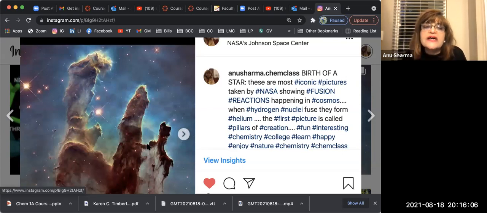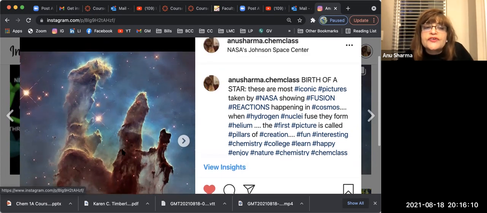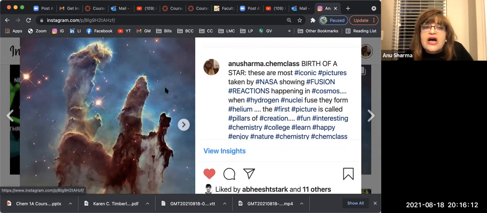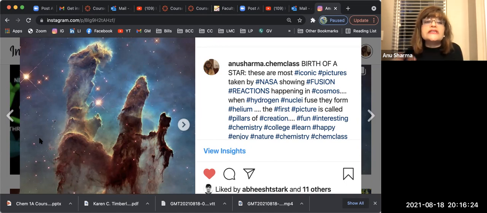This is NASA's most iconic picture, the Pillars of Creation. A star is being born. And what kind of chemical reactions are happening? It's the hydrogen. The baby of the universe is responsible for all these beautiful stars. Hydrogen is nothing, just the smallest atom in our periodic table. And when they fuse, new things are formed, new stars.